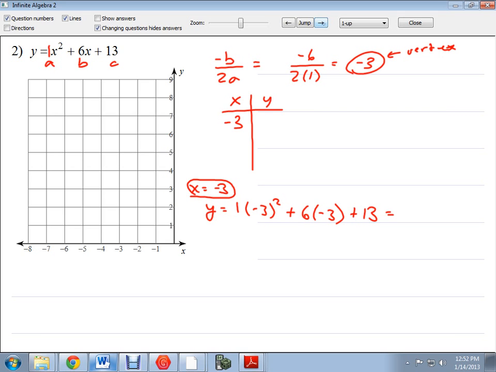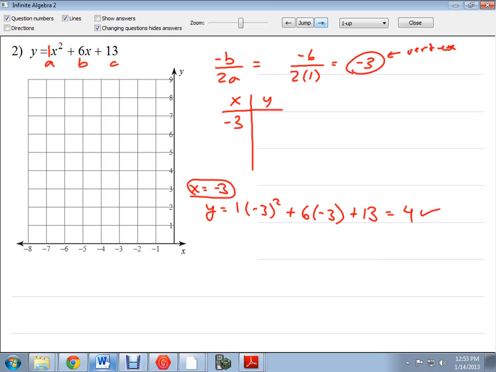You could type all of this into the calculator. Okay, you can type it all out: 1 parentheses negative 3 squared plus 6 parentheses negative 3 plus 13. You could type that all into your calculator and it'll calculate it all for you. So you don't have to worry about order of operations or anything like that with most calculators. So now what this actually is 9 minus 18, which is negative 9, plus 13, which is indeed 4.